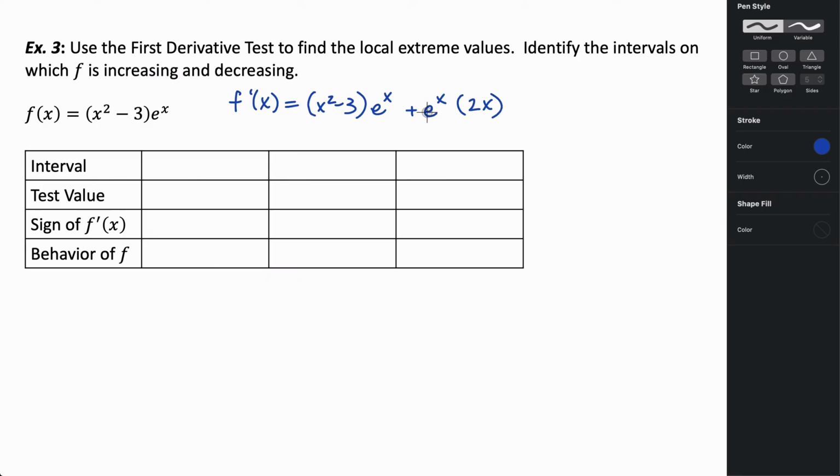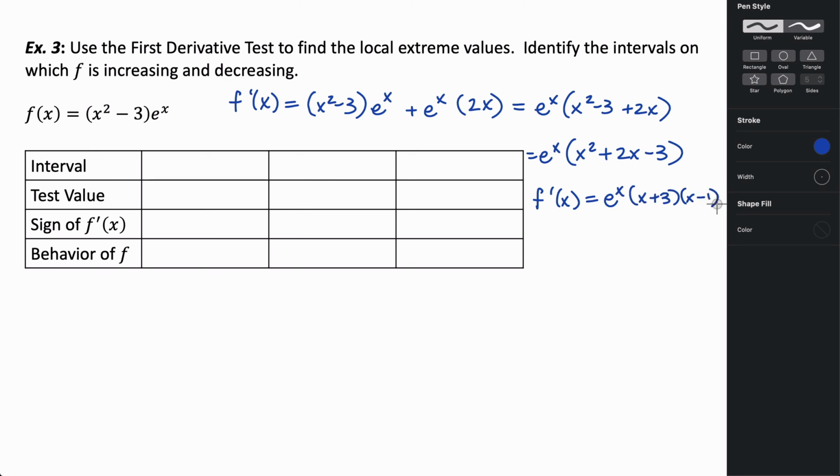Both of these have an e to the x in common, so I'm going to factor that out. And when I factor that out, I'm left with x squared minus 3. And then factoring it out from here, I get plus 2x. So let's go ahead and rewrite this in standard form. So we get e to the x times (x squared plus 2x minus 3). This is actually factorable. So let's say that f prime of x is equal to e to the x times, this factors to be (x plus 3) and (x minus 1).